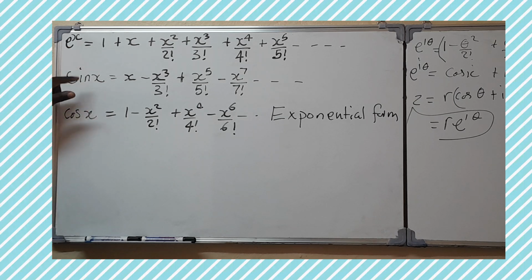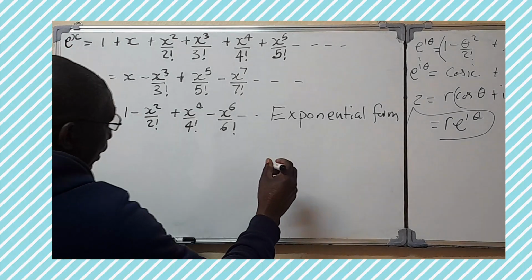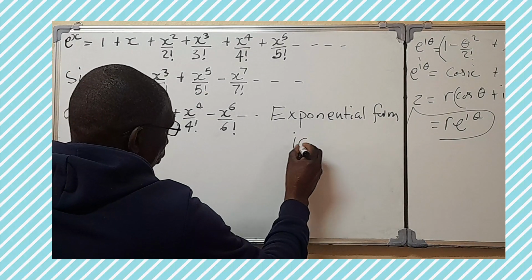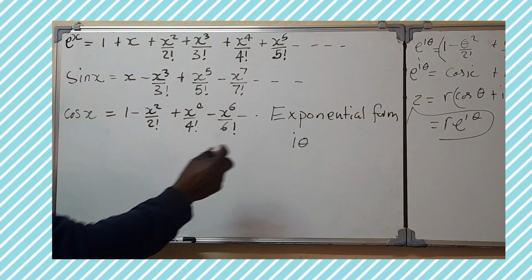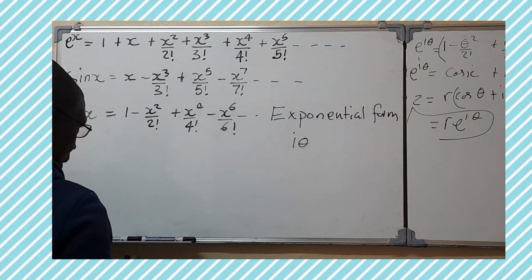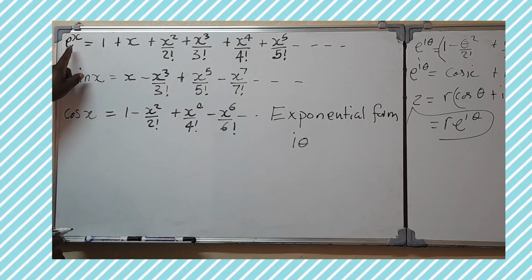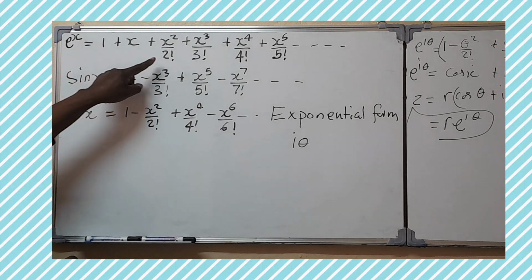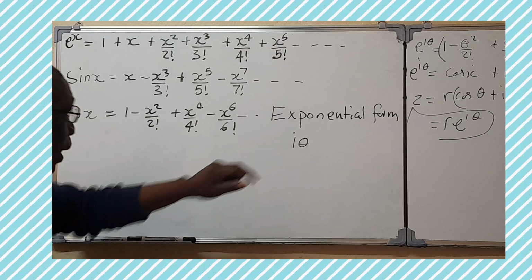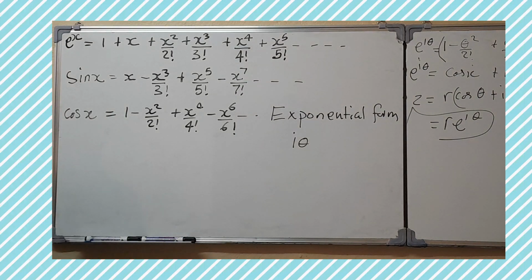Let's play a little game here. We have e to the power x, and that's the expansion there. We want to replace x by I multiplied by theta. Remember, I is our imaginary number. So wherever we have an x, we're going to put in I theta. So let's do that and see what happens.